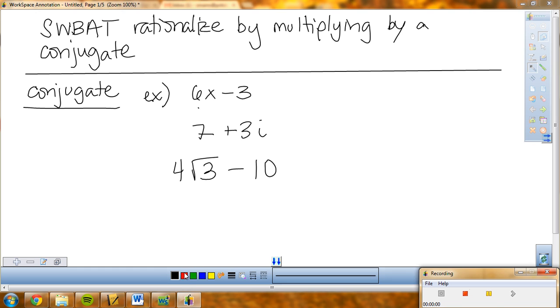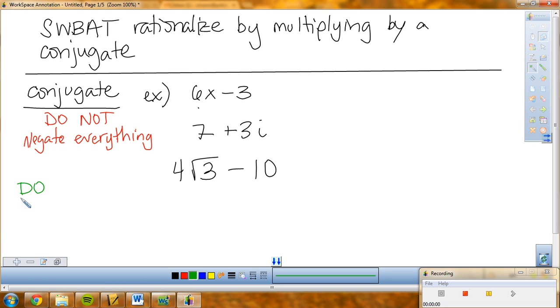Some common misconceptions are that conjugates negate everything, right? Conjugates do not negate everything. So all we want to do is change the sign in between the two terms. Do change the sign between terms.